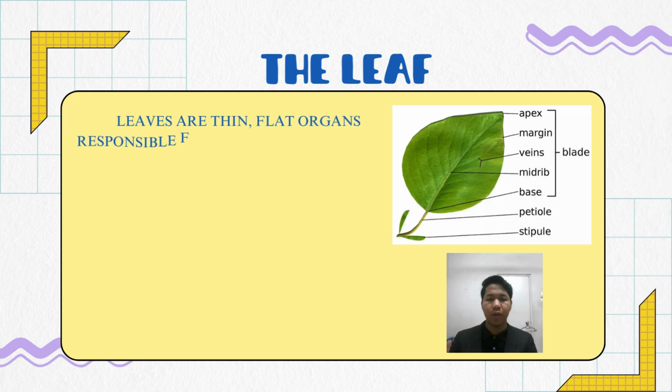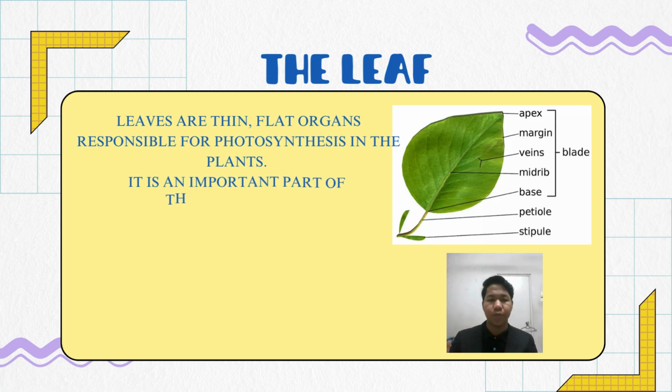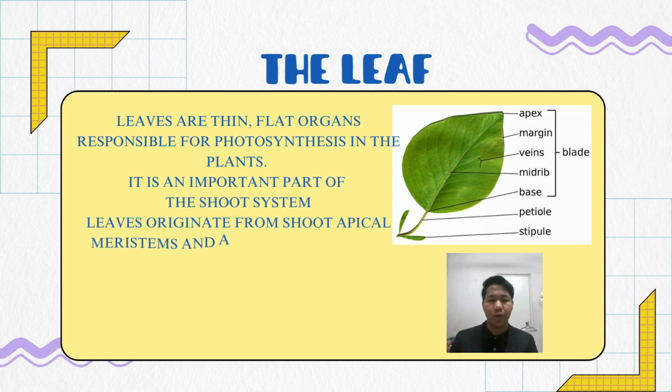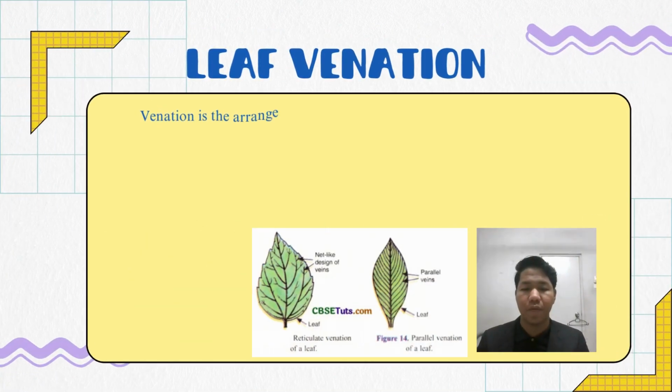I'm from 1E. Today I present about leaf. Leaf is a thin, flat organ responsible for photosynthesis in the plant. Leaf is also important for the shoot system. Leaves originate from the shoot apical meristem and are arranged in an acropetal order.